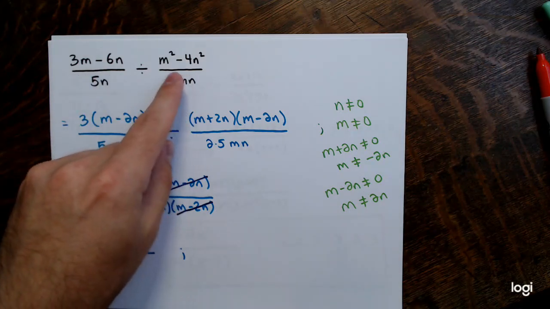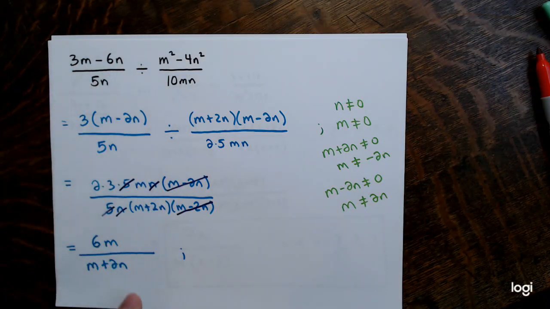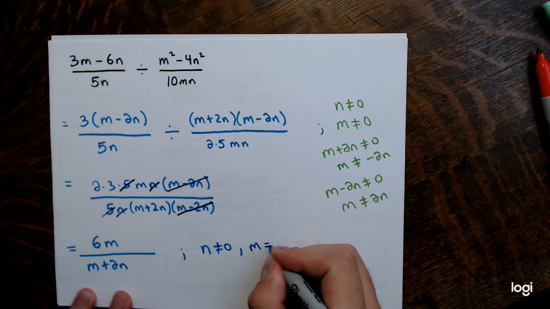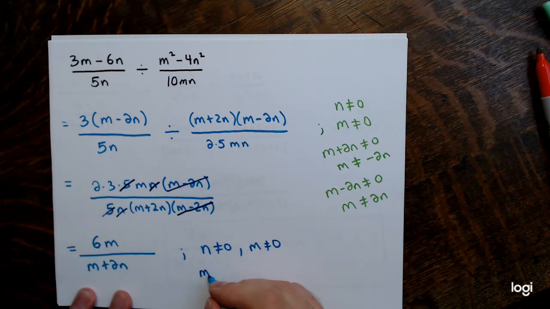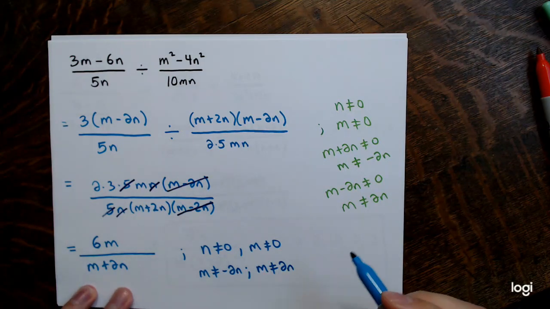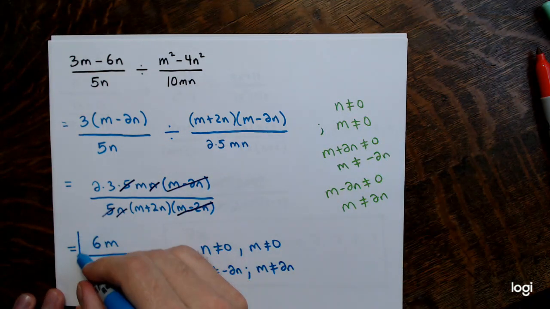So this division will only be equal to this fraction here as long as n is not 0, m is not 0, m is not equal to negative 2 times n, and as long as m is not equal to 2 times n. Right? All these restrictions I put up over here.